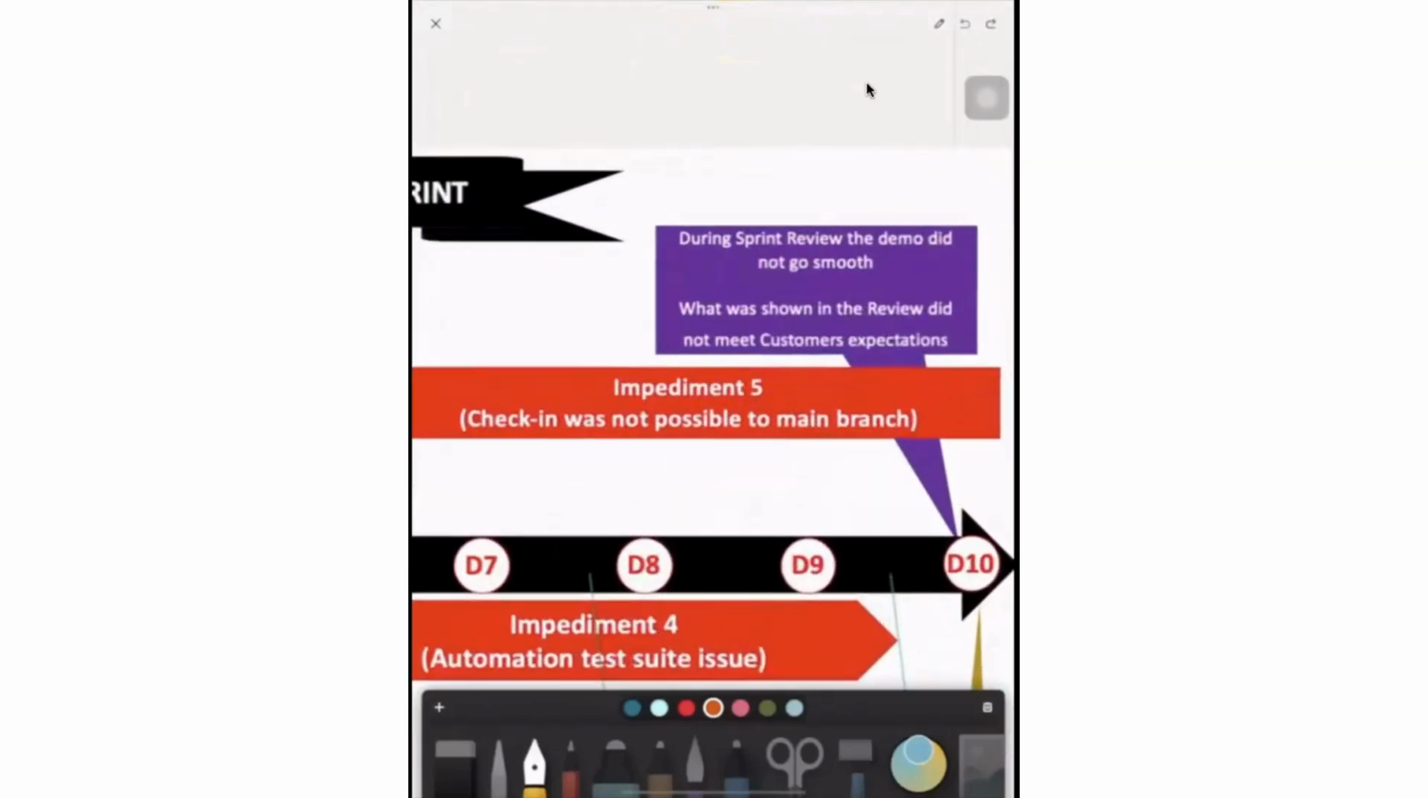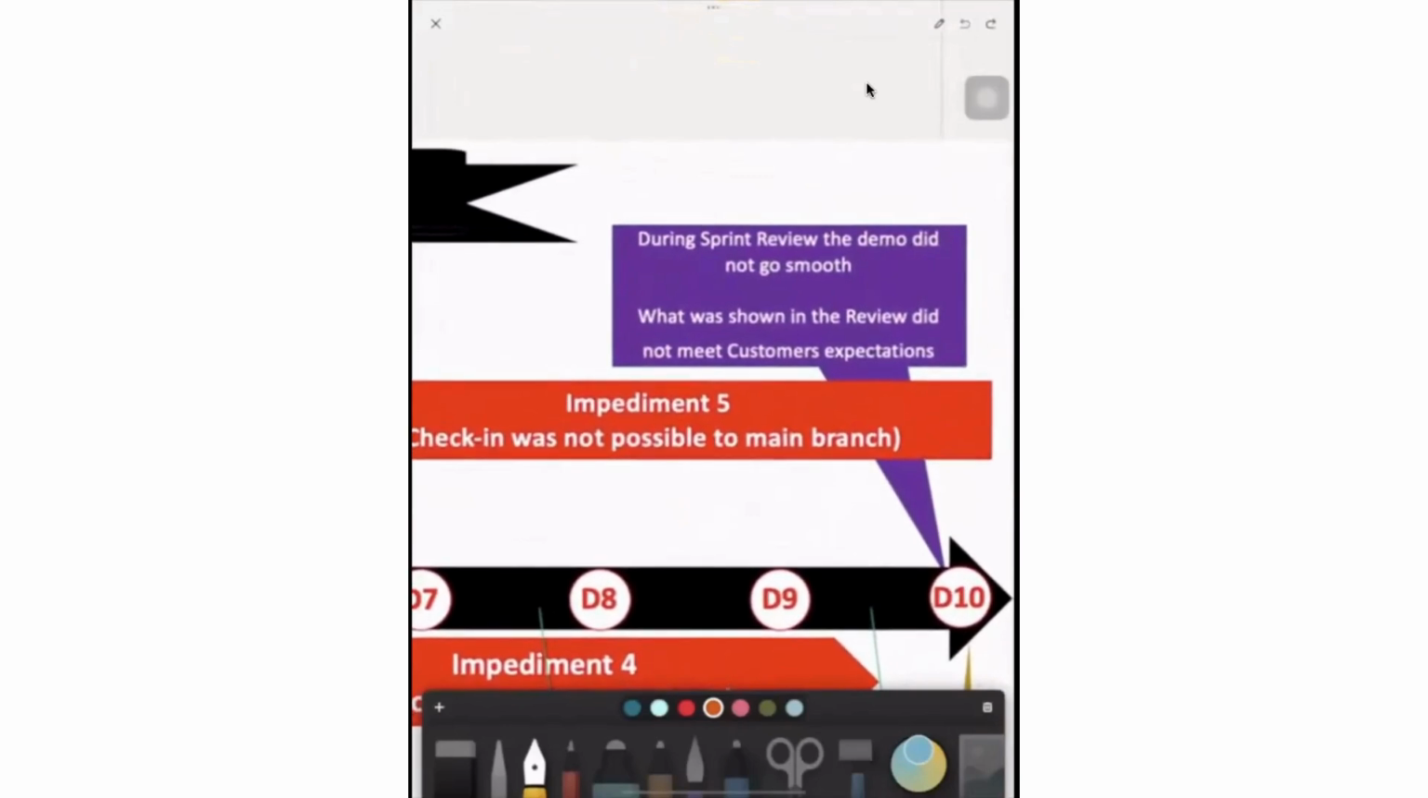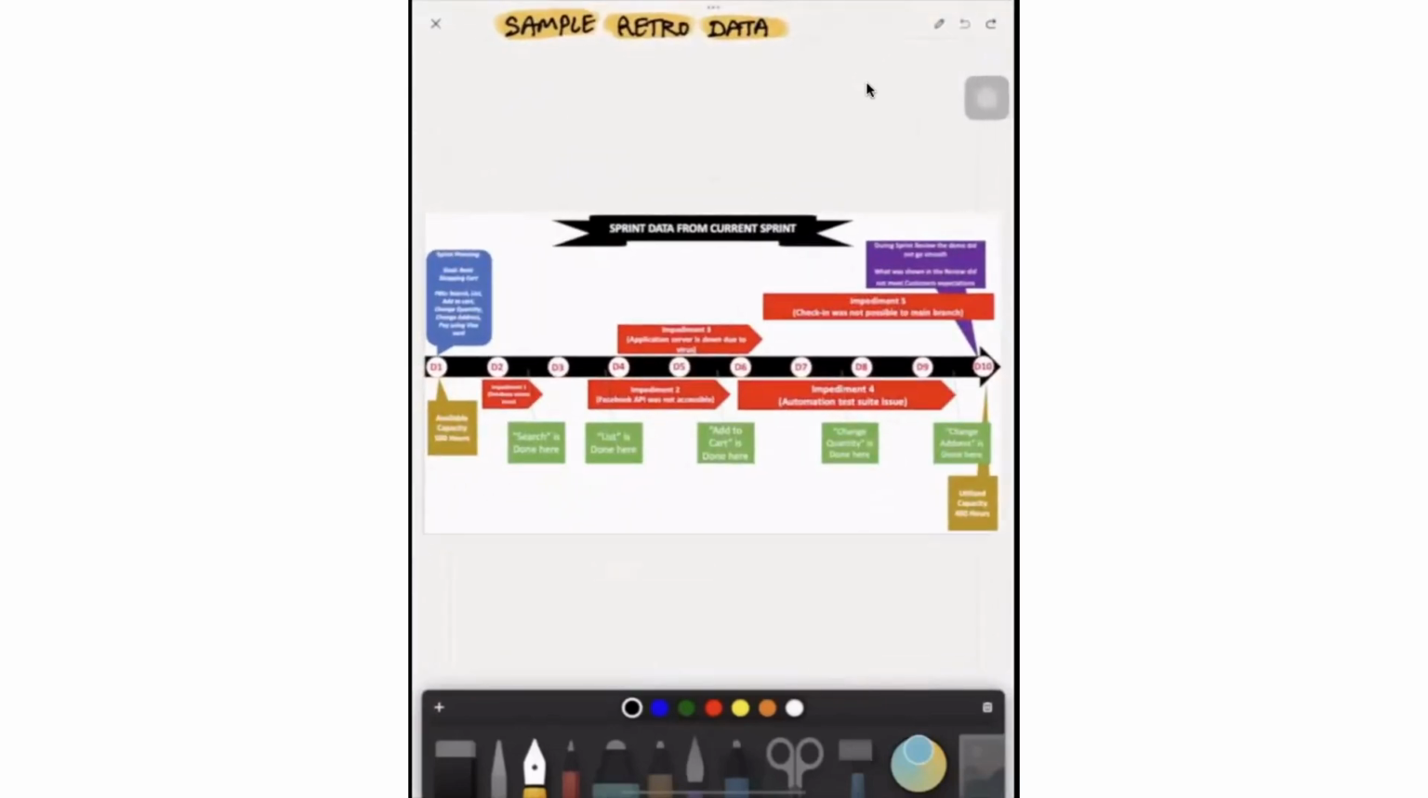Also, the sprint review happened on the last day before the retrospective. A couple of observations happened in the sprint review as well. For example, as you can see, during the sprint review the demo did not go smoothly, and what was shown in the review did not meet the customer expectations. These were the observations from the sprint review.